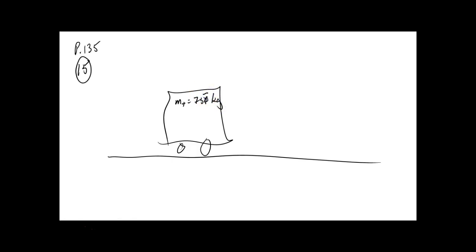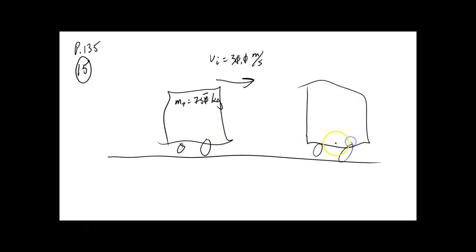Traveling at 30 meters per second. So that's its initial velocity. V sub I is equal to 30.0 meters per second. Okay? Skids to a stop. So somewhere over here, it now has applied the brake and has skidded to a stop, and over here, the final velocity, Vf, is equal to 0 meters per second because it came to a stop.